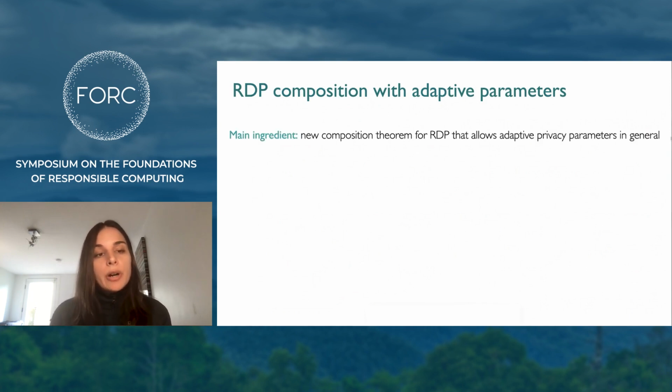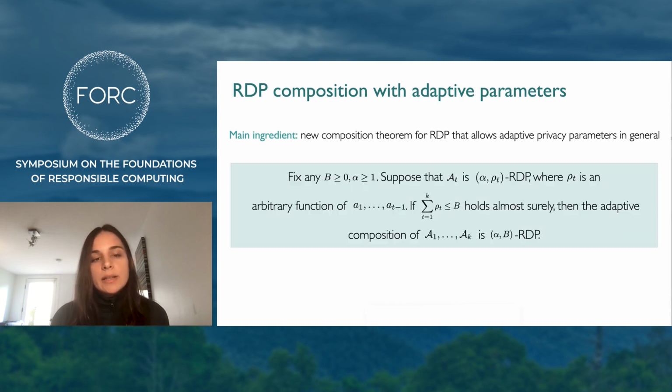Okay, so in our work, our main ingredient is a new composition theorem for Rényi differential privacy that allows adaptive privacy parameters in general. And this is what the result says. Fix any b and alpha, and suppose that A_t is (alpha, rho_t) Rényi differentially private, where rho_t is an arbitrary function of the previous reports, A_1 through A_{t-1}. Then if the sum of these privacy parameters is upper bounded by b almost surely, then the adaptive composition is (alpha, b) Rényi differentially private.